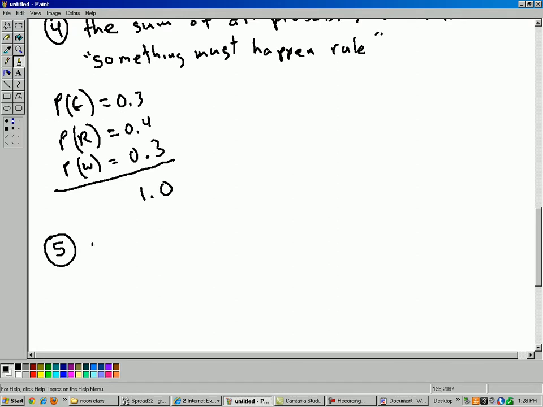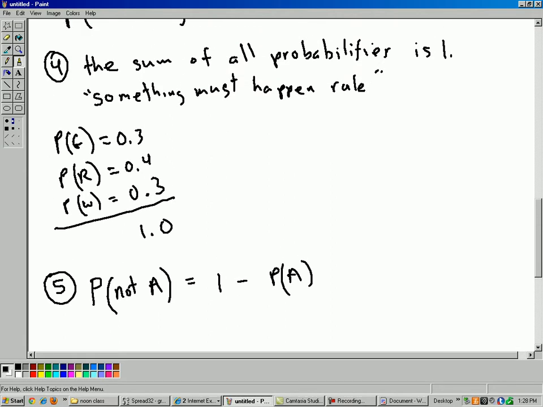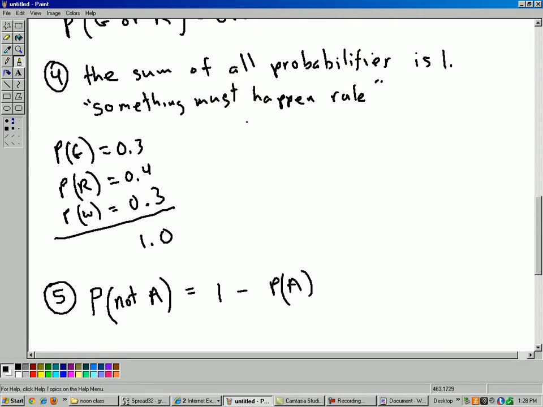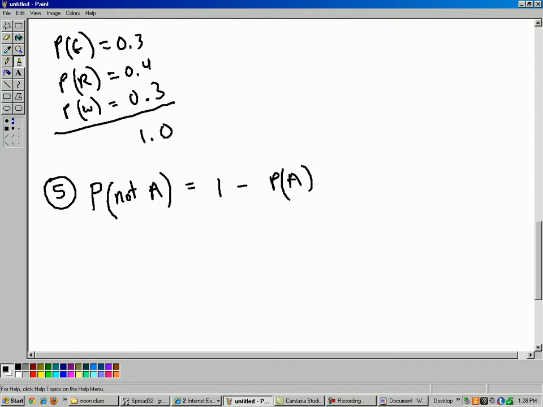This is a consequence of the last rule here, the probability of not A. In other words, the probability that something doesn't happen is equal to 1 minus the probability that it happens. This is because if everything adds up to 1, then if something doesn't happen, that's everything except for the stuff that happened. And so you just subtract from 1.